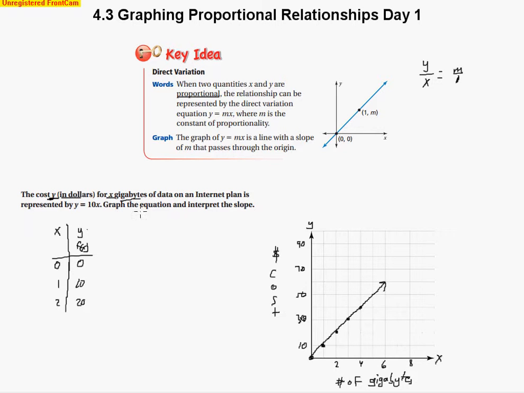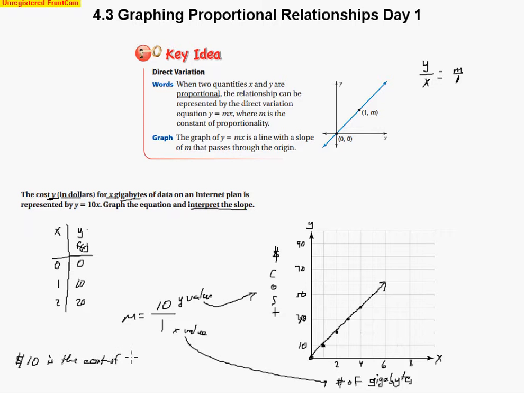Then it says, interpret the slope. When I interpret the slope, it is 10 to 1. The 10 represents the y value, so I have to look on the y-axis. Right here, the y value is cost. The x value is represented by 1. The x value is right here, number of gigabytes. So when I interpret the slope, I'm going to say that $10 is the cost of 1 gigabyte.